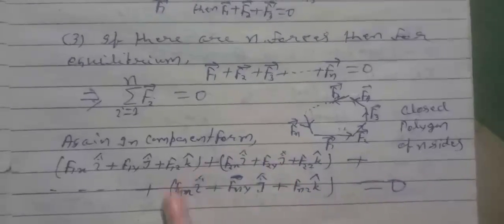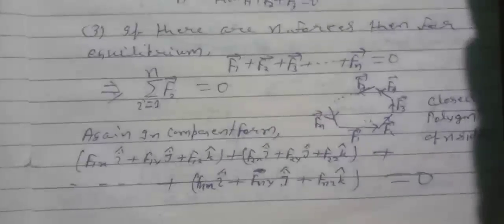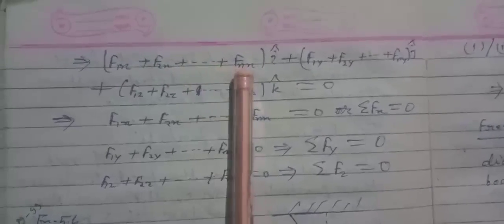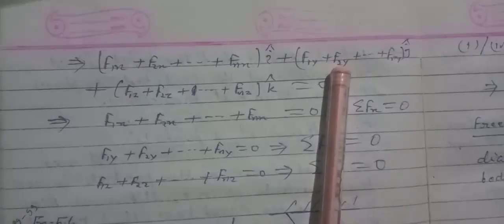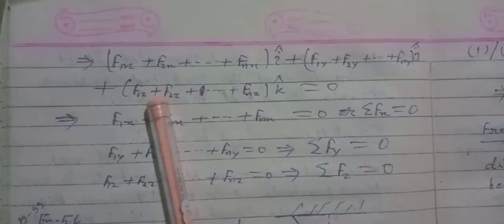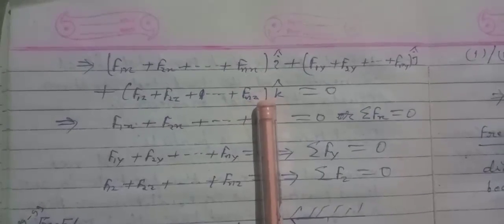Now this can be written by arranging. After arranging this, the above equation can be written as: we take the coefficient of i at one place, j at one place and k at one place. So (F1x plus F2x plus and so on Fnx) into i cap plus (F1y plus F2y plus and so on Fny) j cap plus similarly (F1z plus F2z plus and so on Fnz) into k cap equals 0.